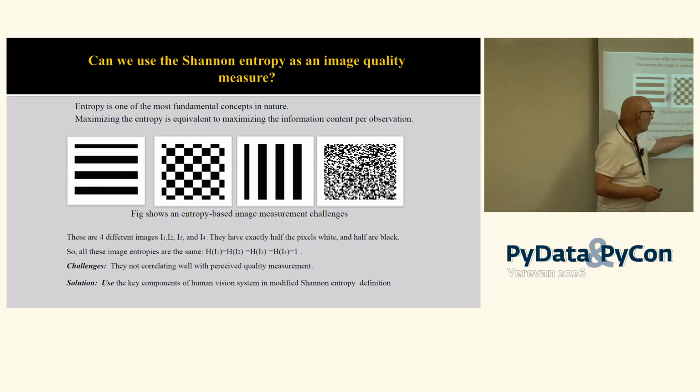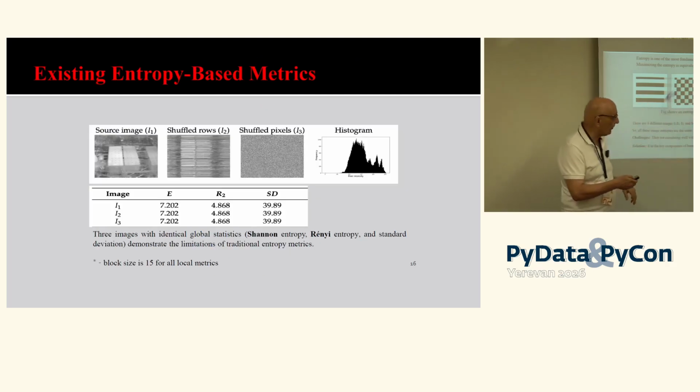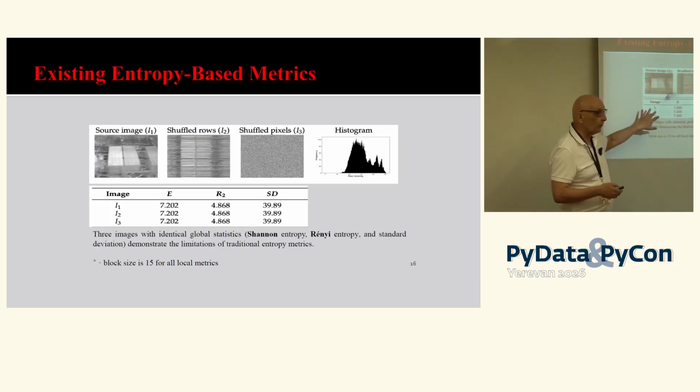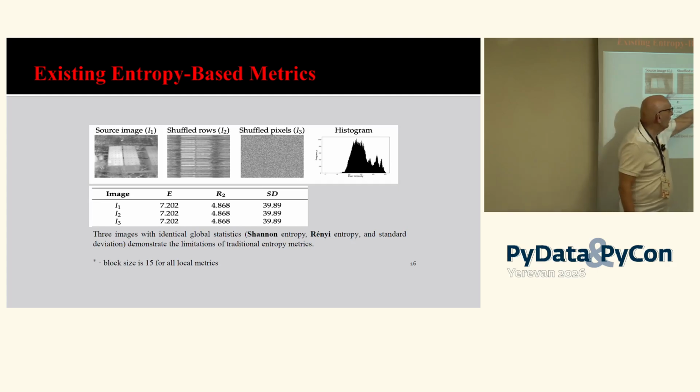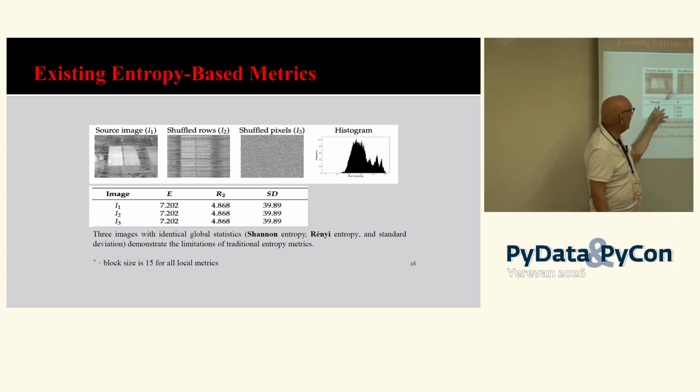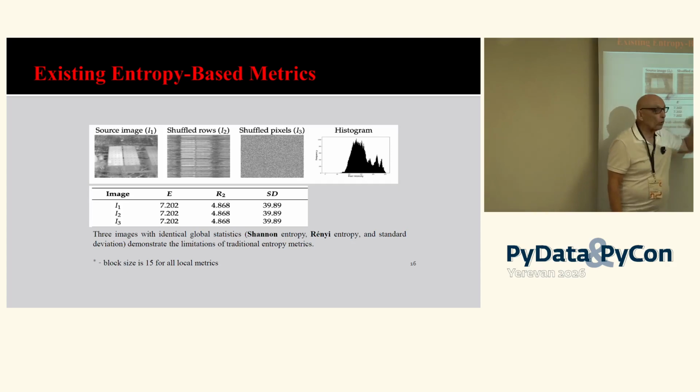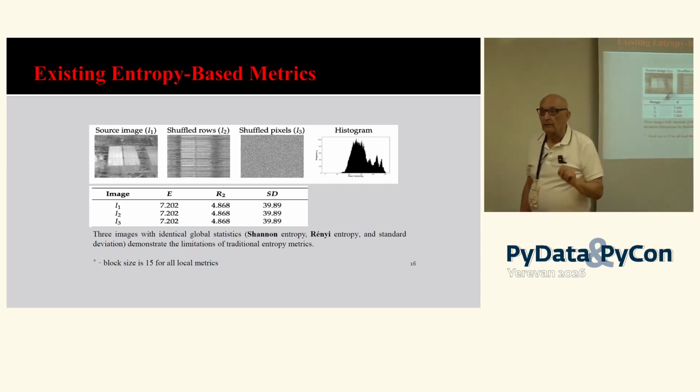This is all equal because it's based on histograms, and this beta image is developed here. Look at this image: we shuffle rows and then shuffle pixels, and you can see the entropy, and then another entropy, which is another modification of Shannon entropy, and standard deviation. You can see the images are totally different, but the numbers are the same.